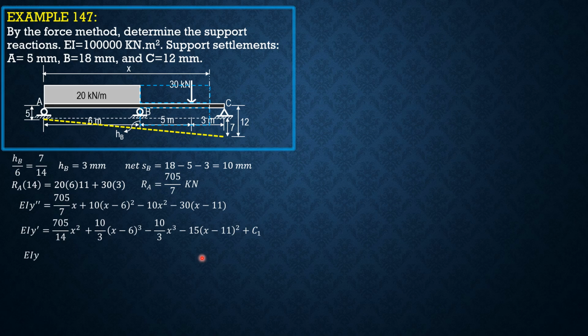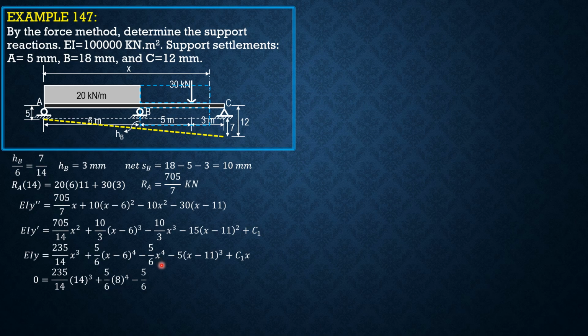Then EI y equals 235 over 14 x cubed plus 5 over 6 times x minus 6 to the fourth plus 5 over 6 x to the fourth minus 5 times x minus 11 cubed plus c sub 1 x. Then we can evaluate c sub 1 by setting when x is 14, y is 0. Remember, this now supports C. So 0 equals 235 over 14 times 14 cubed plus 5 over 6 times 8 to the fourth minus 5 over 6 times 14 to the fourth minus 5 times 3 cubed plus c sub 1 times 14.